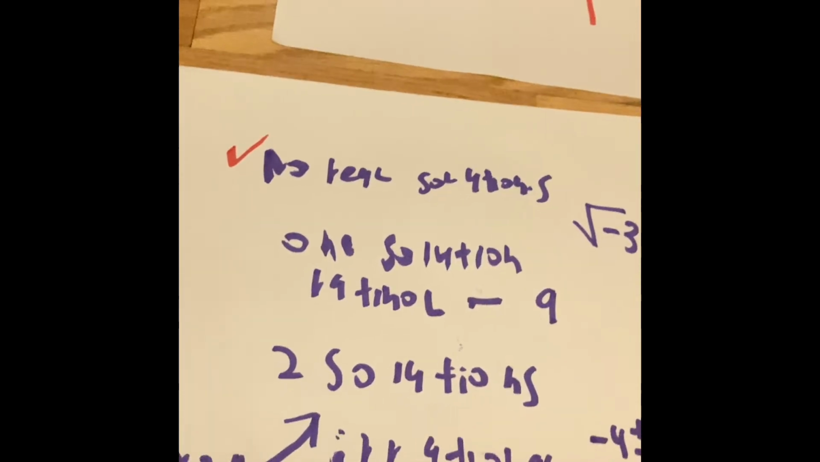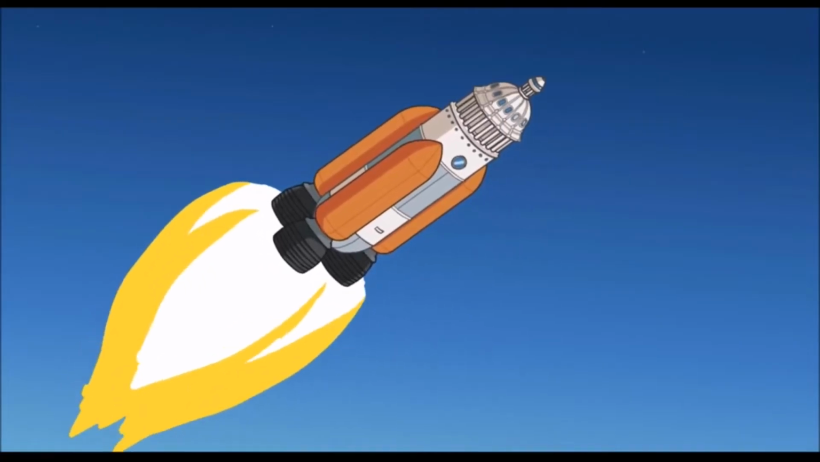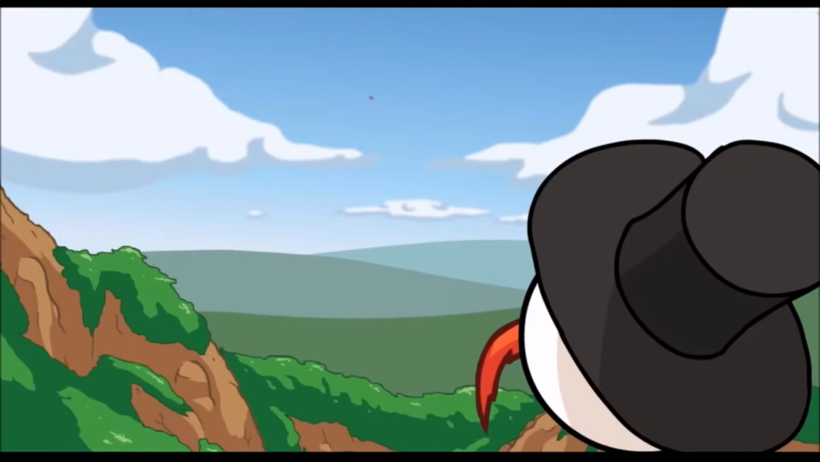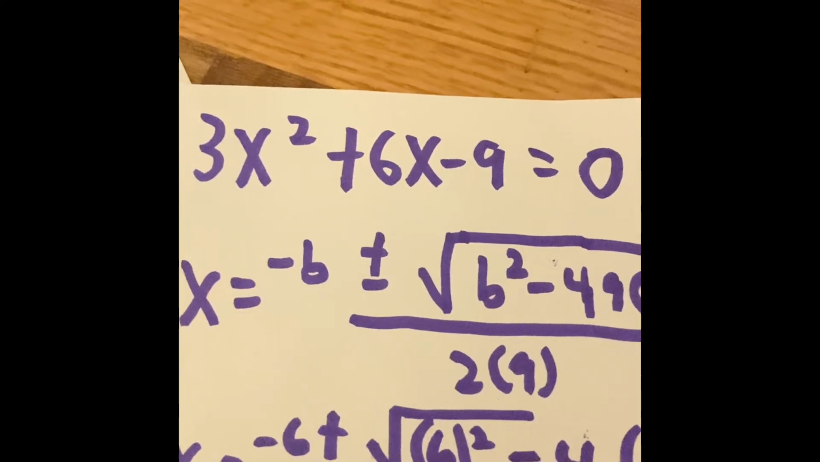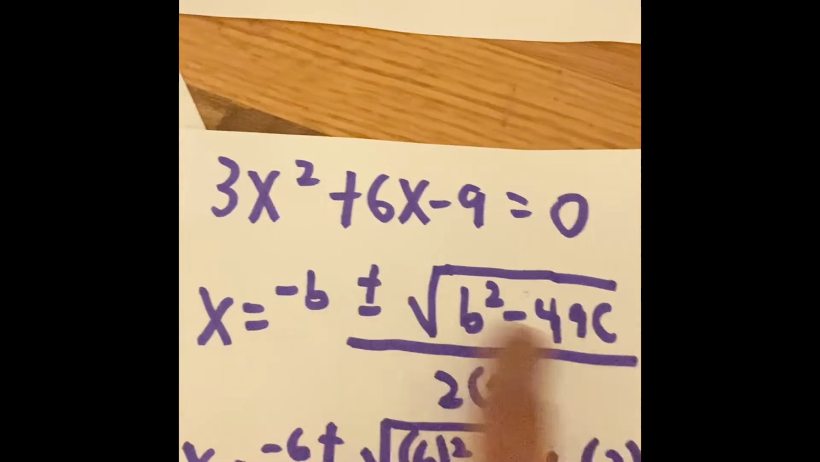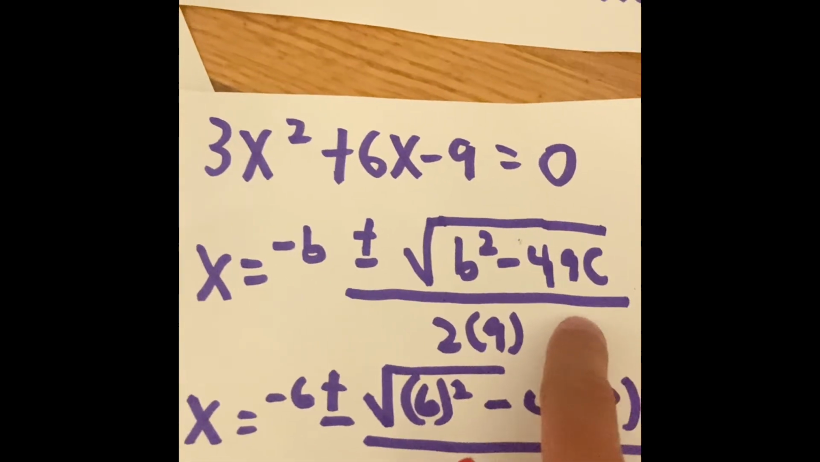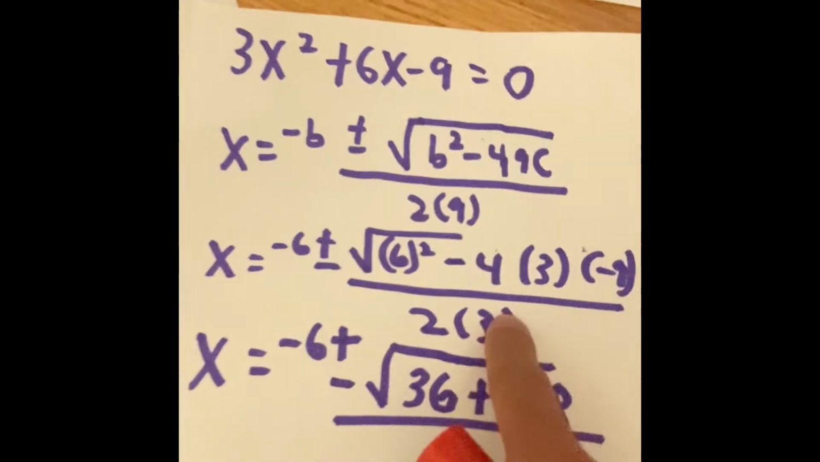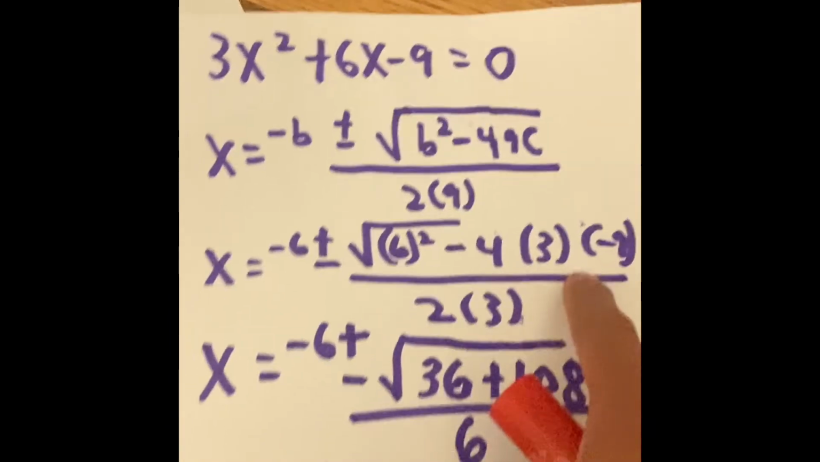Let's look at another one. Okay, so we have 3x squared plus 6x minus 9 equals 0. We always want to rewrite the formula because we want to memorize it for future quizzes and tests. When we insert all your variables into the formula, this is what it's going to look like.